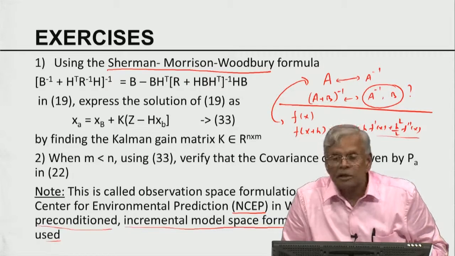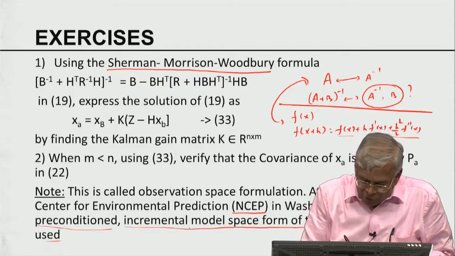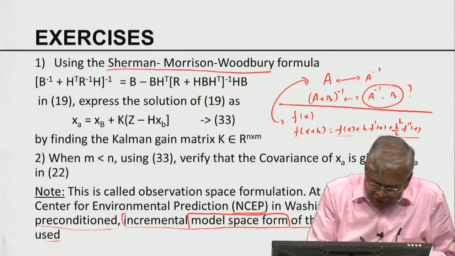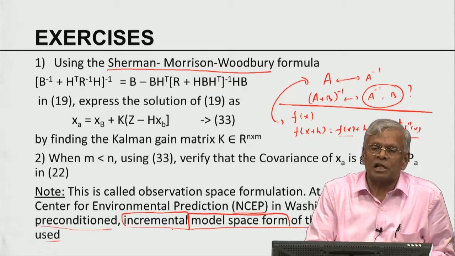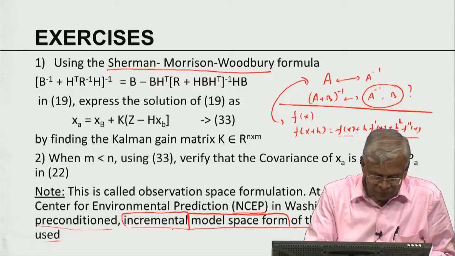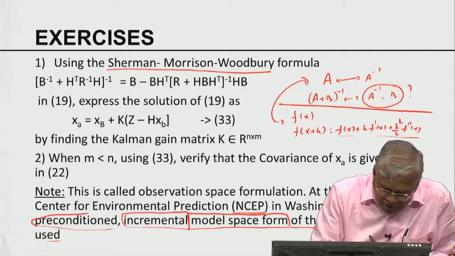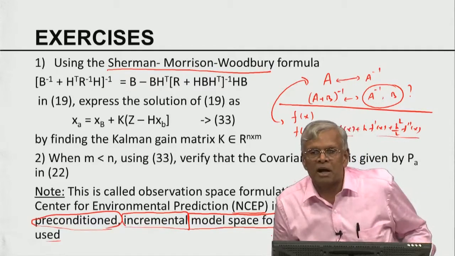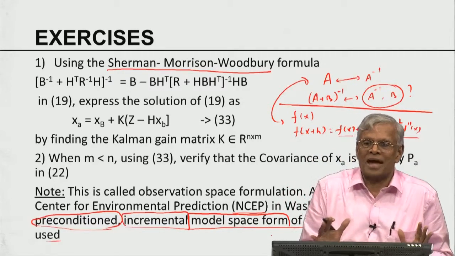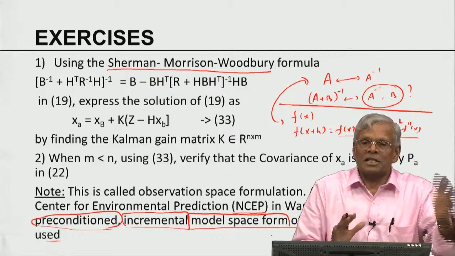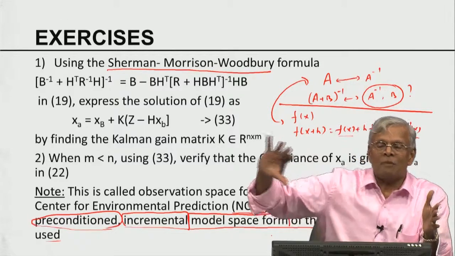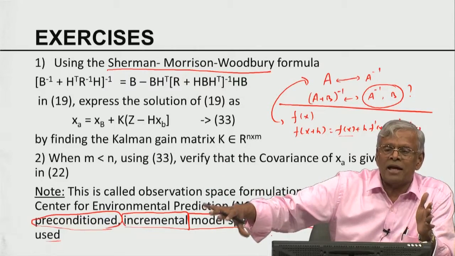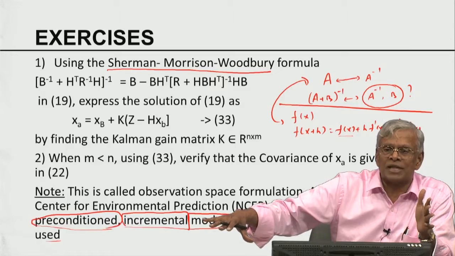So they consider the spectral model, they do a model space formulation, they use an incremental version. What is the incremental version? Delta x. They use the preconditioned incremental model space formulation of the spectral model. I hope you all now appreciate that. That means there is a background. I want to have the analysis. I want to go from prior to posterior. Background is prior, posterior is analysis.